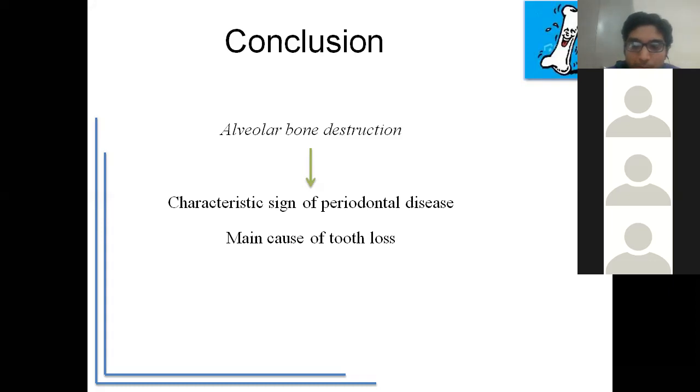Angular defects will have a better prognosis as compared to horizontal bone loss, right? Then comes furcation involvement, which you should classify based on Glickman's classification into 4 grades: grade 1, grade 2, grade 3, and grade 4. Grade 1 is incipient bone loss, grade 2 is cul-de-sac, grade 3 is through and through bone loss but the soft tissue is intact, and grade 4 is through and through bone loss along with soft tissue loss. It is visible. So these are the grades of furcation involvement.